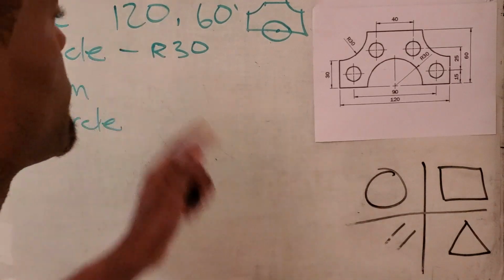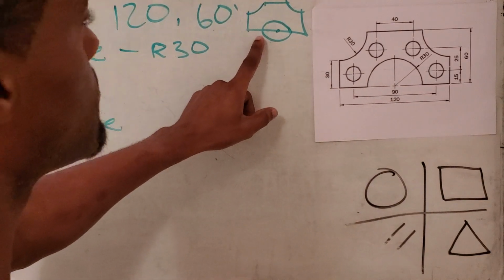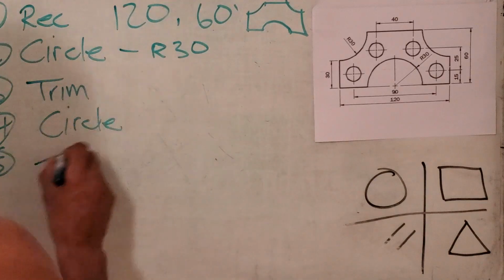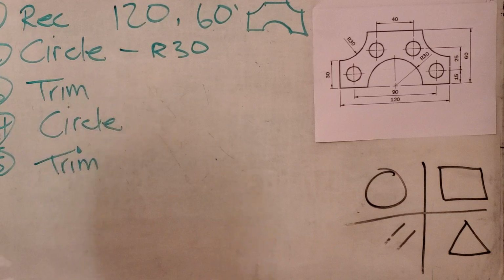And the fifth step is to trim. So we trim, TR, enter, then touch here, touch there. Trim. That is gone.